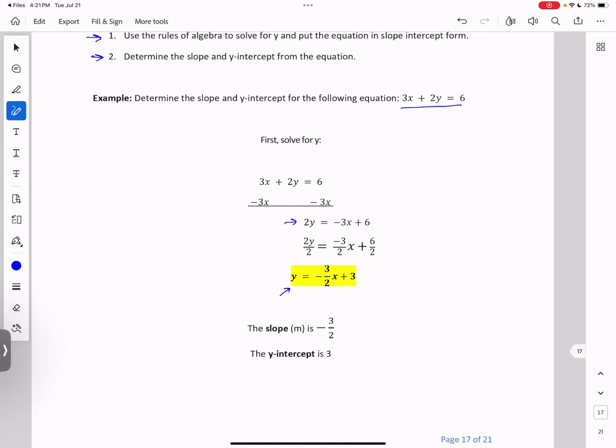And so the number in front of the x is negative 3 over 2. That means your slope, or m we call it, is negative 3 over 2. And your y-intercept is the constant at the end, which is 3.